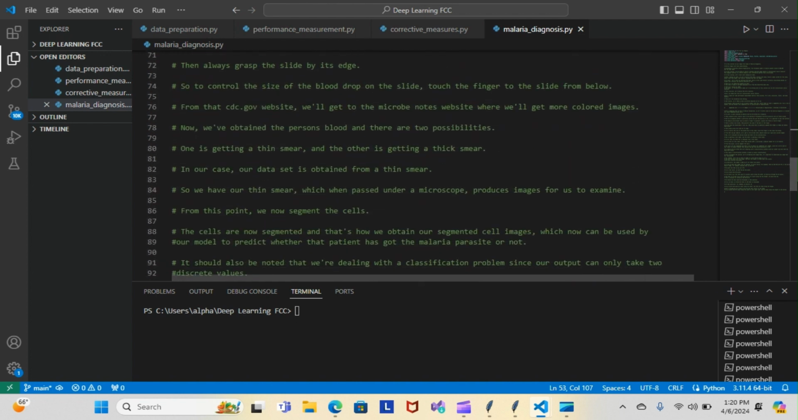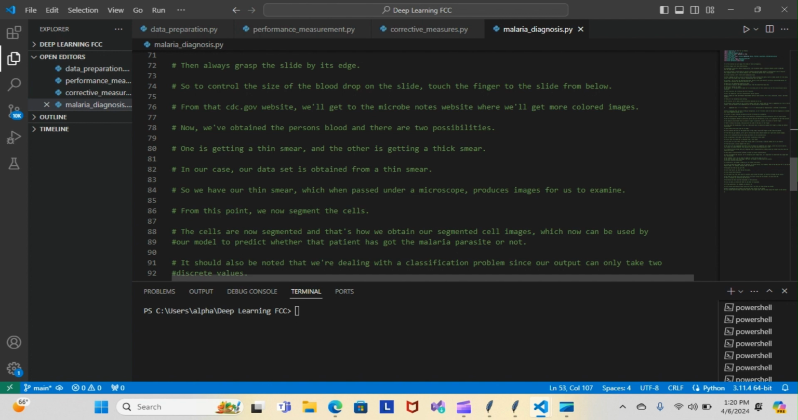Then always grasp the slide by its edge so as not to corrupt the blood sample. To control the size of the blood drop on the slide, touch the finger to the slide from below. From that cdc.gov website, we'll get to the microbe notes website where we'll get more colored images.